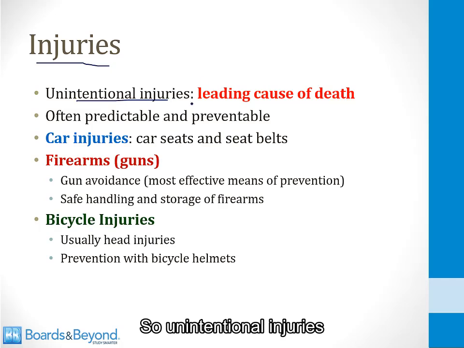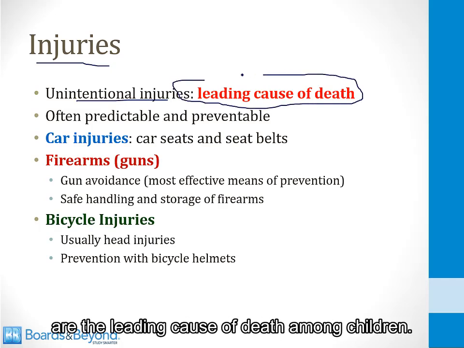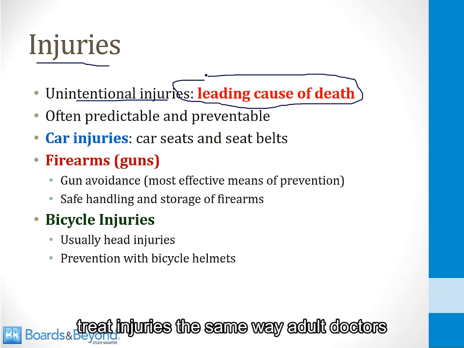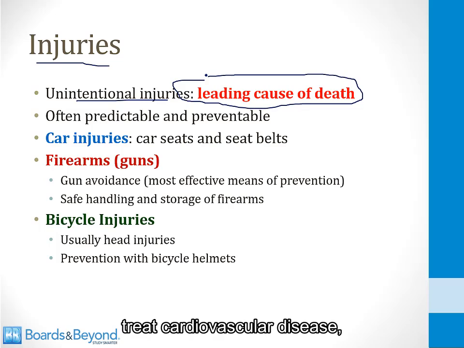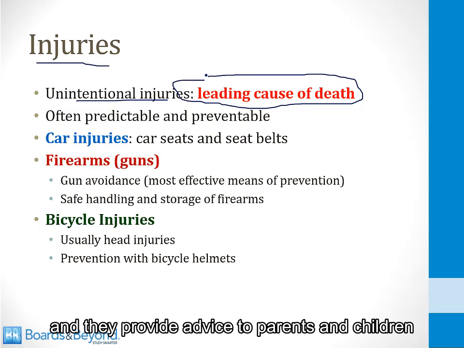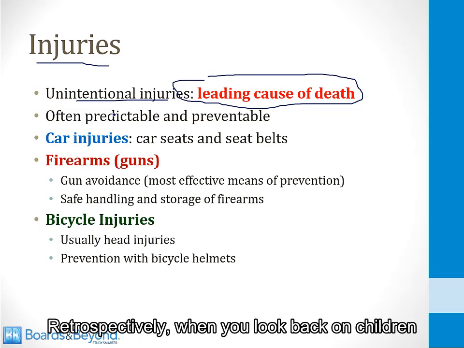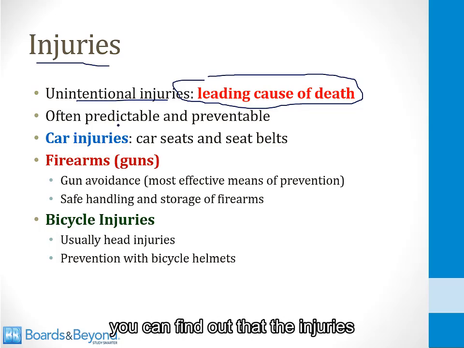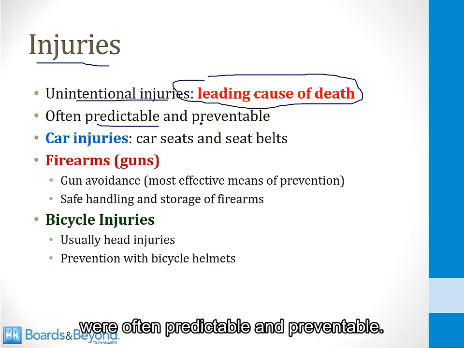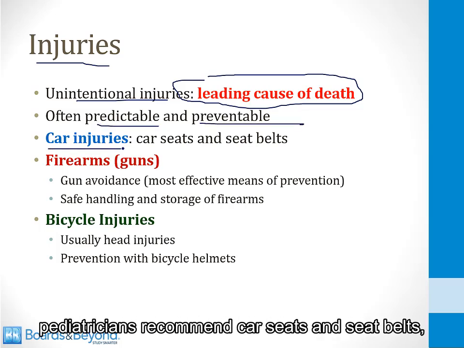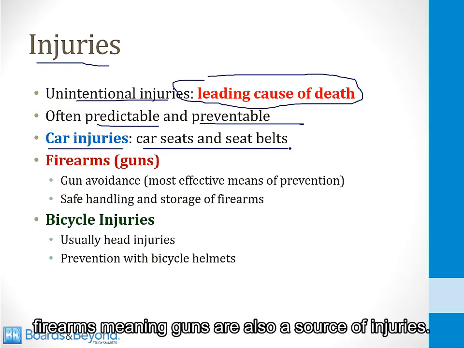So unintentional injuries are the leading cause of death among children. So pediatricians, for this reason, treat injuries the same way adult doctors treat cardiovascular disease. This is the leading cause of death, and they provide advice to parents and children to try and avoid getting into injuries. Retrospectively, when you look back on children who were injured seriously, you can find out that the injuries were often predictable and preventable. So we've already talked about car injuries. Pediatricians recommend car seats and seat belts.